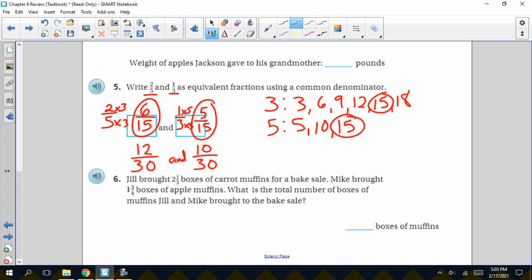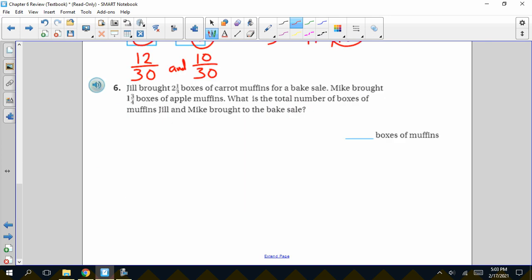Question number 6. Jill brought 2 1/3 boxes of carrot muffins for a bake sale. Mike brought 1 3/4 boxes of apple muffins. What is the total number of boxes of muffins Jill and Mike brought to the bake sale?